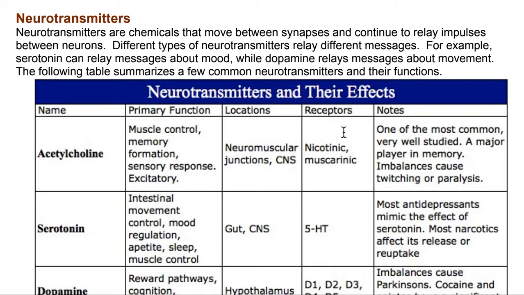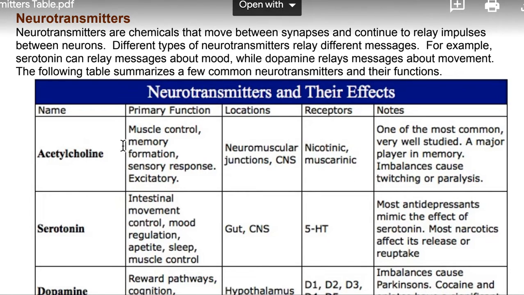Okay, and receptors. So that means what's receiving this neurotransmitter. You remember the little buckets in your diagram on the next nerve where the neurotransmitter drops into? So the receptors for acetylcholine are nicotinic and muscarinic. And here's some notes. Acetylcholine is one of the most common and very well studied neurotransmitters. It is a major player in memory, and imbalances in acetylcholine cause twitching or paralysis.